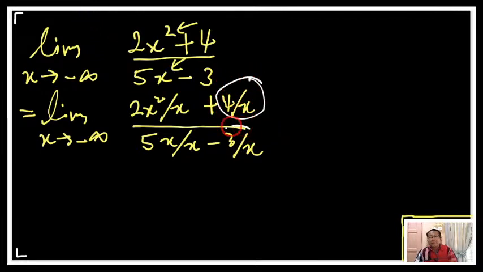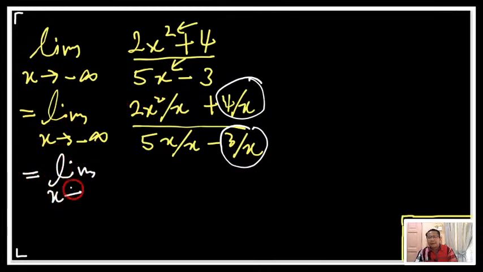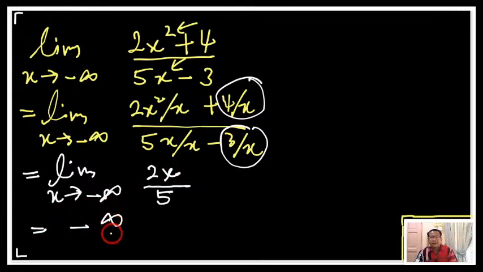This part becomes 0. This part becomes 0. So this one is equal to limit x approaches minus infinity of 2x over 5. We can ignore the constant. So you have x here, so the answer is minus infinity. It's like you have minus 1 million times 2 over 5. It's also very, very large. So minus infinity. That's why you ignore 2 over 5. For the sake of exam, just ignore.